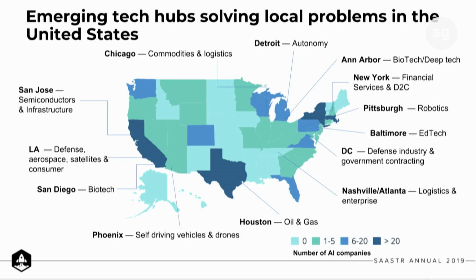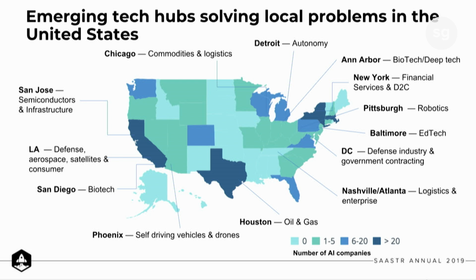We're actually seeing hubs across different locations in the United States. For example, in Detroit, autonomy is a big thing. We're seeing a lot of automation companies in Ann Arbor, and because of the University of Michigan there are a lot of deep tech and biotech companies starting from there. Baltimore is known for EdTech, and Pittsburgh is a great hub for robotics.